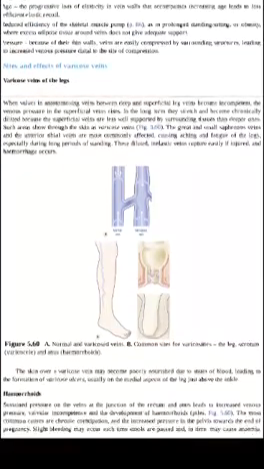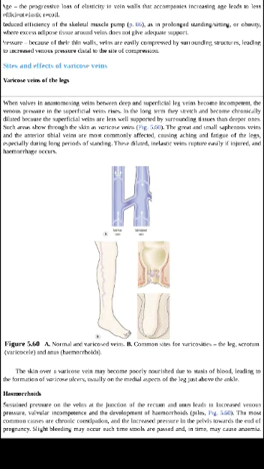Okay, so varicose veins of the legs. Let's study about this. When valves in the anastomosing veins between deep and superficial leg veins become incompetent, the venous pressure in the superficial veins rises. In the long term, these veins stretch and become chronically dilated because the superficial veins are less well supported by surrounding tissue than the deeper ones. Such areas show the skin as varicose veins.